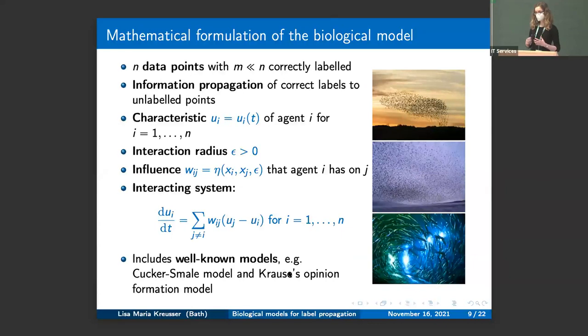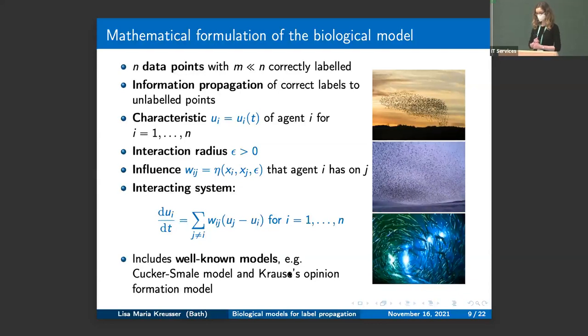And instead of looking at those very large particles which usually move around a certain domain, we now want to introduce a characteristic function which is associated with each agent i. And this characteristic function should mimic which label is the most realistic one for a specific point.